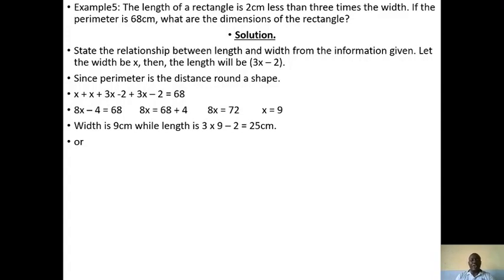3x minus 2. So the first statement said, perimeter means add up everything. When you add up the distance around any shape, that is the perimeter of that shape. So we know that a rectangle has 4 sides, in which the opposite sides are equal. So we have 2 widths there, which is x plus x, and we also have 2 lengths. That is why we have plus 3x minus 2 plus 3x minus 2.